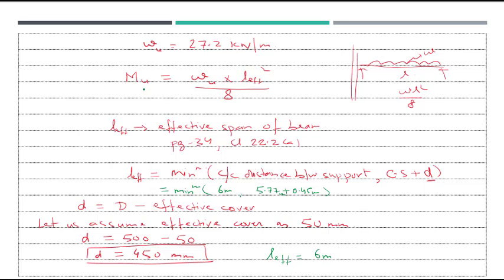Now we can compute the maximum ultimate moment which is going to act on the beam. So that will be how much? Mu equal to Wu, which is 27.2, times effective span 6 squared, divided by 8. So how much is the ultimate moment? It will be 122.4 kilonewton meter. So we have computed the ultimate moment for which the beam has to be designed.